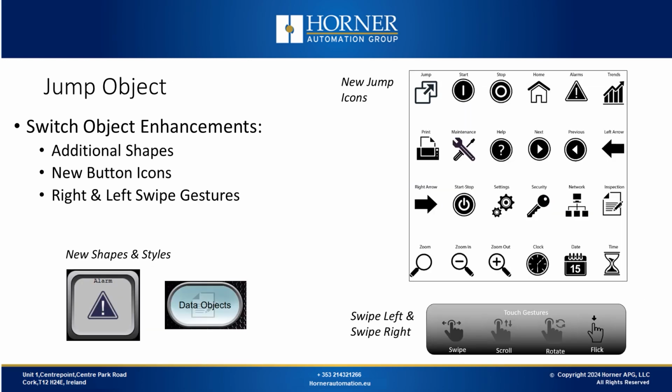The jump object allows the operator to switch screens on a controller, with new enhancements for Canvas, such as more shapes and icons to choose from. So if you want to have a specific icon on a button to indicate you are switching to a maintenance screen or a help screen, for example, you have more style options than ever before to represent different functions. If you want your operator to switch between a series of screens by swiping left and right, you can now incorporate gesture support into the jump object.